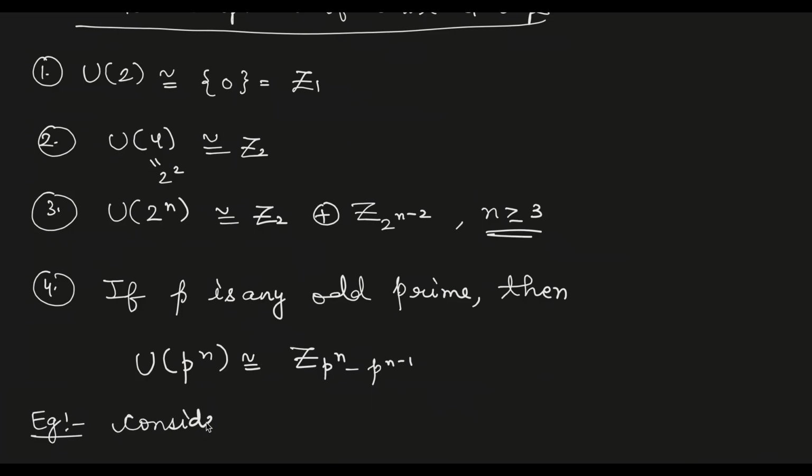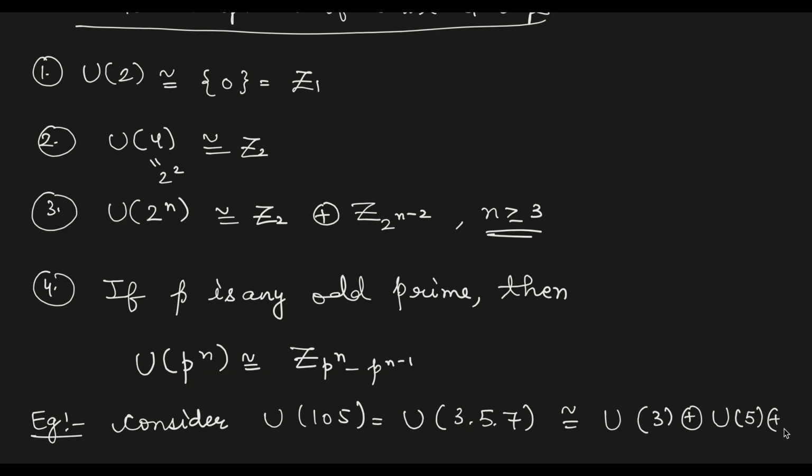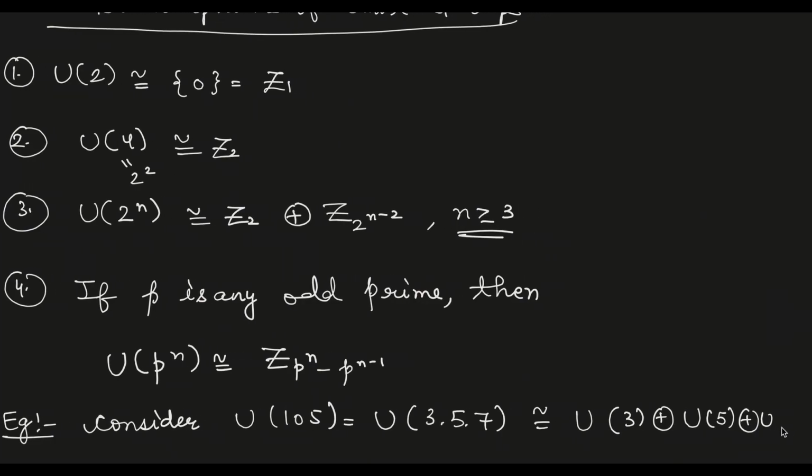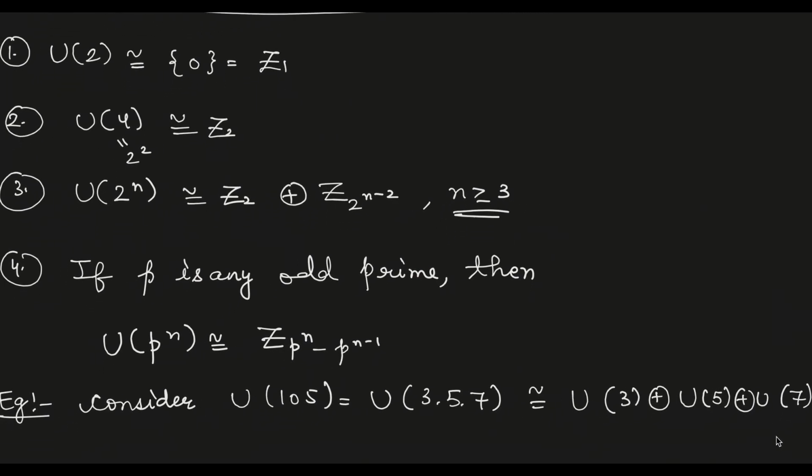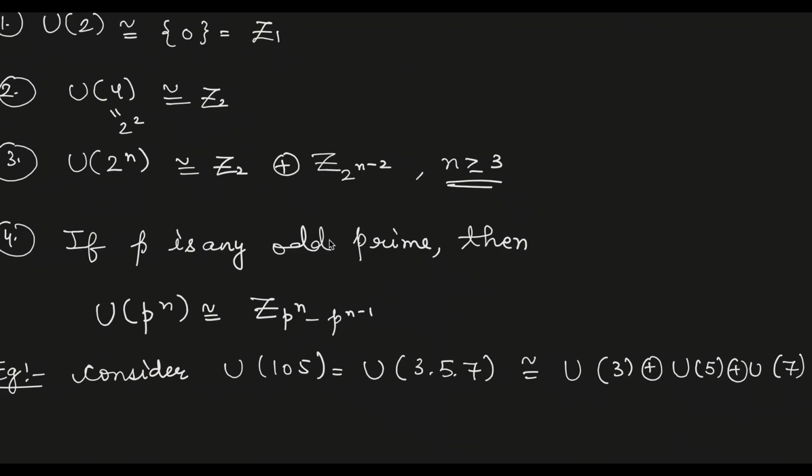consider U105. Now its prime factorization will be 3 into 5 into 7. So it will be isomorphic to U3 direct sum U5 direct sum U7. Now by using these results, can you tell me what it will be isomorphic to?